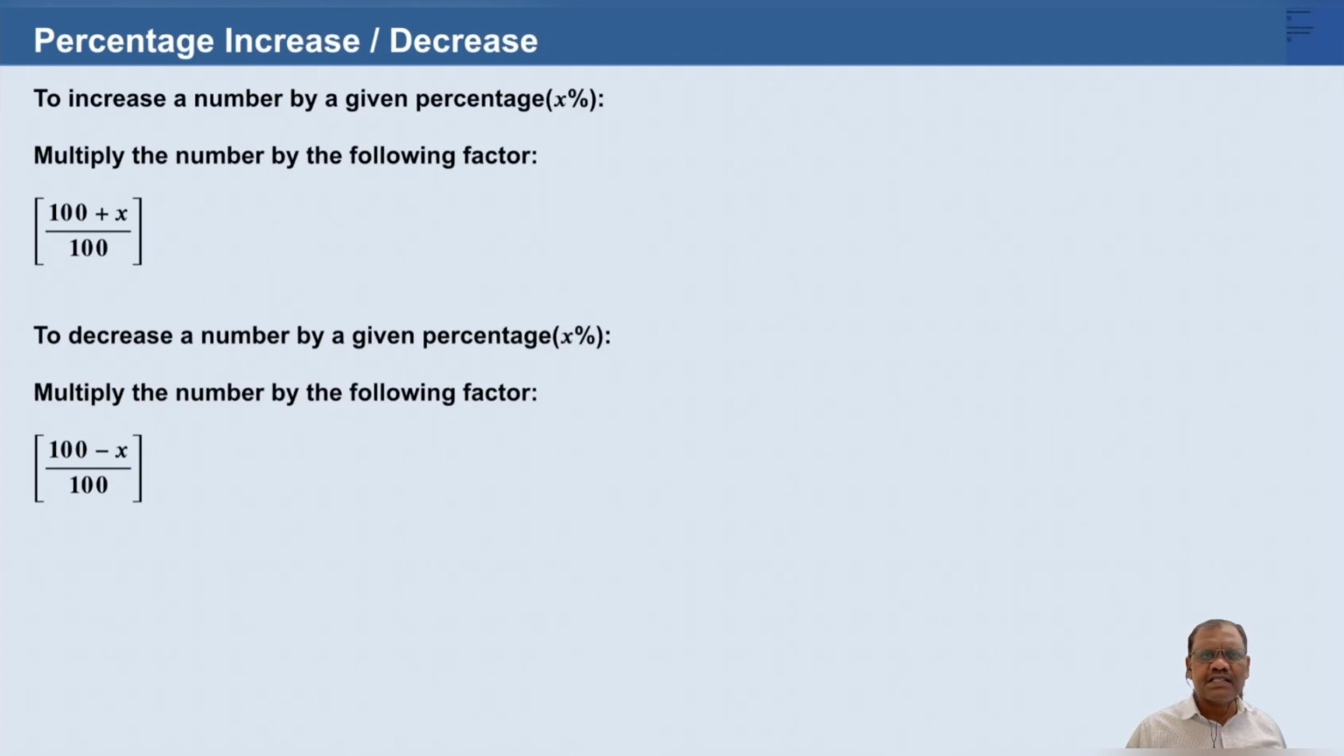To increase or decrease a number by a certain percentage: to increase a number by a given percentage, say x, you have to multiply that number by the factor 100 plus x by 100. Similarly, if you want to decrease a number by x%, you have to multiply that number by 100 minus x by 100.